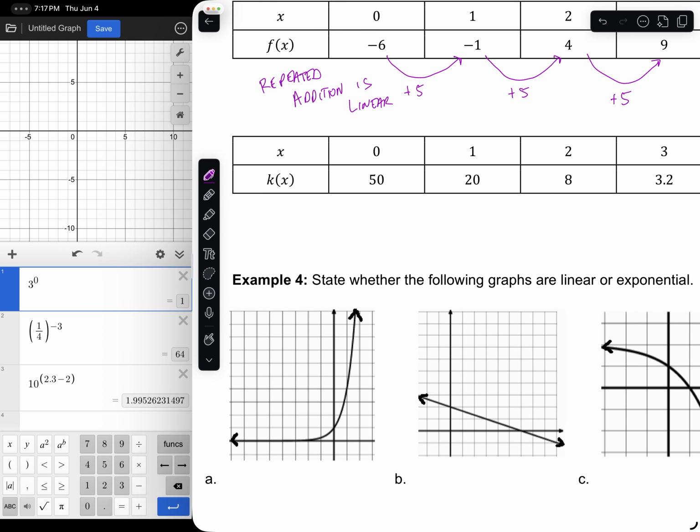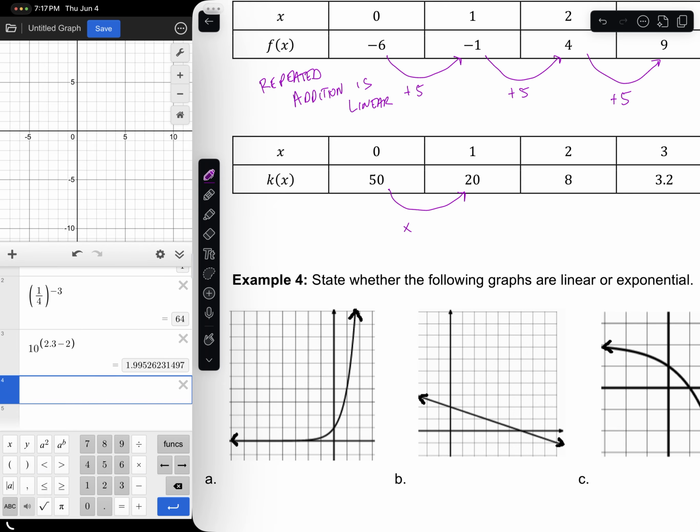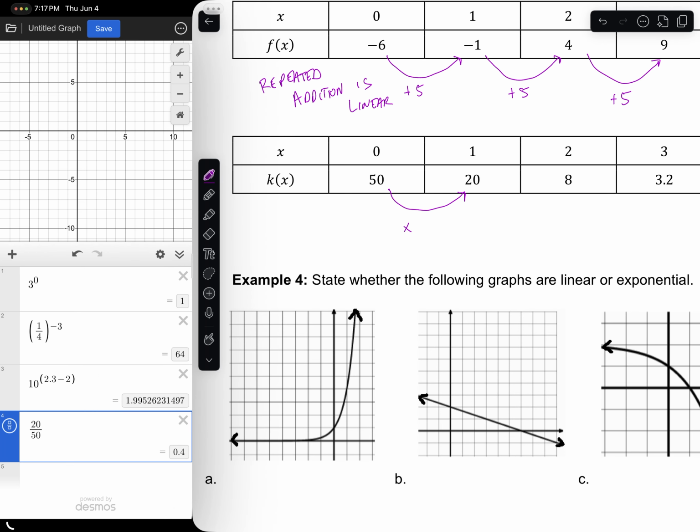That means it must be exponential. So maybe I multiply by a number to get from here to here. Now, the thing is, if it's getting smaller, you're actually multiplying by a fraction. So how would we figure out what number we're multiplying by? Well, I could take the 20 and divide by the number before it, 50, and I get 0.4. So I can change that to a fraction. It would be 2/5, or I can look at it as 0.4. All right, so let's use 0.4.